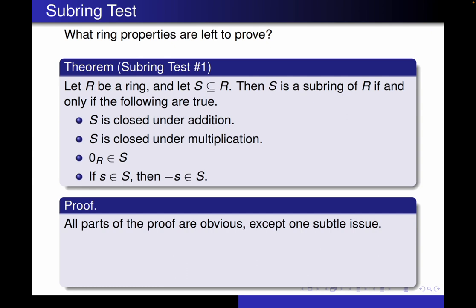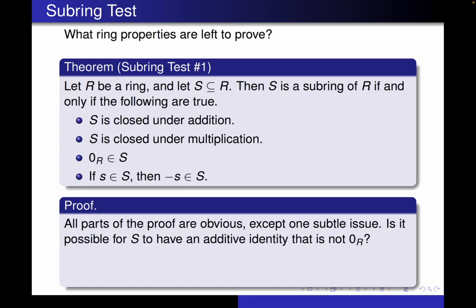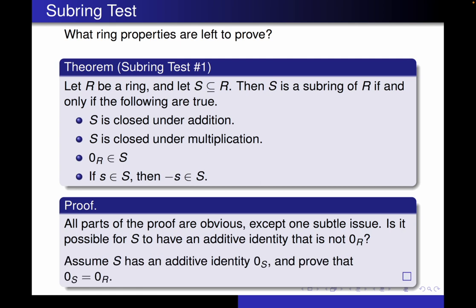We just took the non-italicized properties of being a ring, except there is one very subtle issue, and it's actually the third one. We know that we have to prove that S has an additive identity. The question is, does that additive identity have to be 0R? In other words, is it possible for S to have an additive identity that is not 0R? Does it have to be 0R that's in S, or some other element that's playing the role of additive identity? Well, let's prove that it actually has to be 0R.